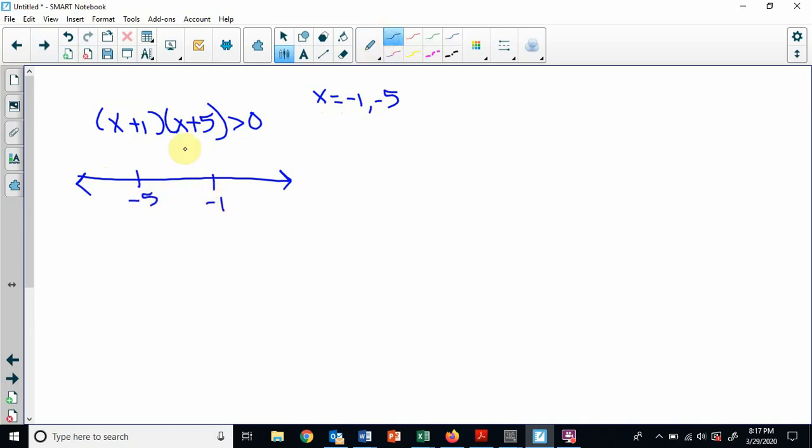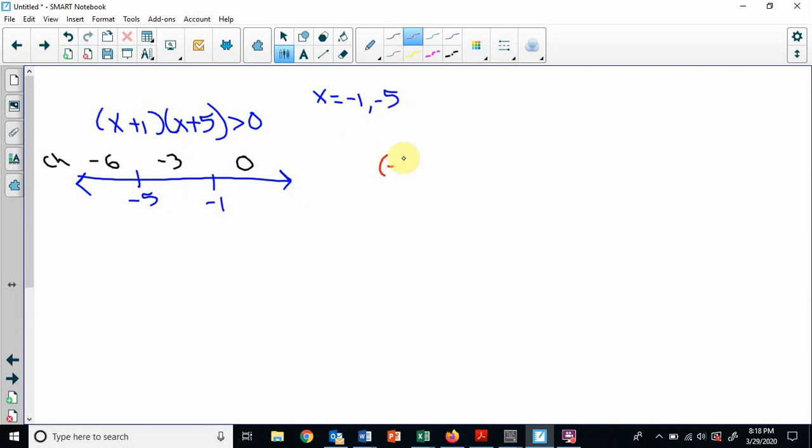Okay, and now let's check. So what are my checks going to be? Let's check something less than negative 5. How about negative 6? Now something in between negative 5 and negative 1, negative 3. And something bigger than negative 1, 0 should be easy enough to check. So we have to check these three regions and see if they're yeses or nos.